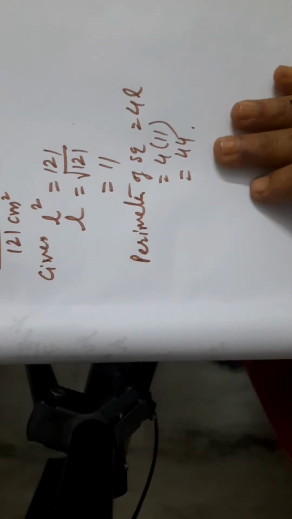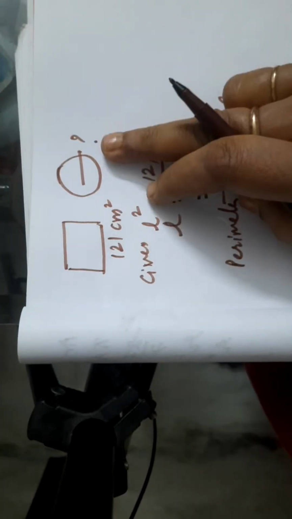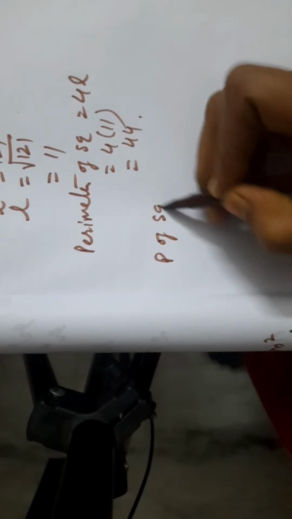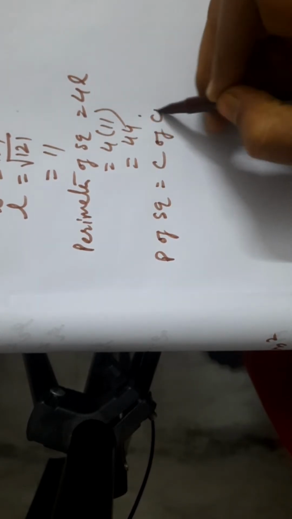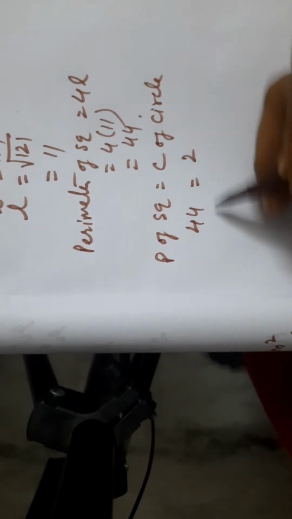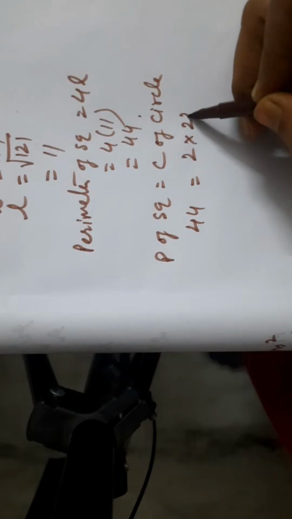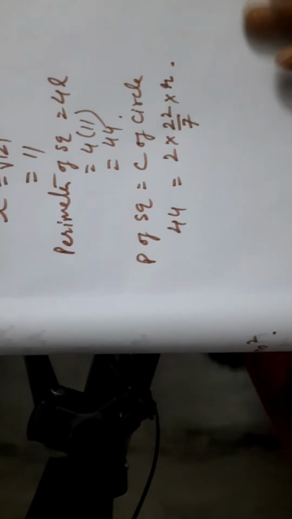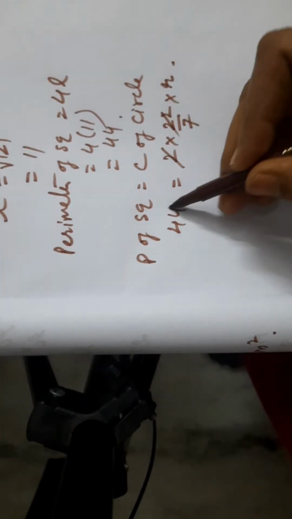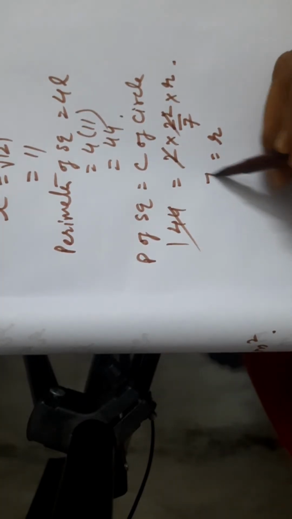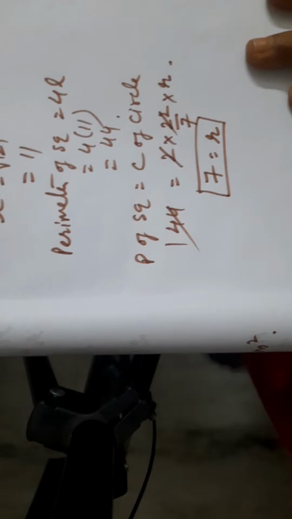Now we'll compare the perimeter of the square with the circumference of the circle, as the square is being changed into a circle. So here the statement will come: perimeter of square equal to circumference of circle. So it's 44. Circumference of the circle is 2 pi r. 2 multiplied by 22 by 7, but the radius of the circle is not given. Now 22 2s are 44, so it will be cancelled. Thus the radius, by cross multiplication, is 7. We got the radius of the circle.